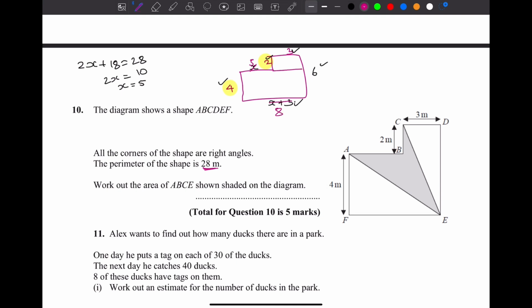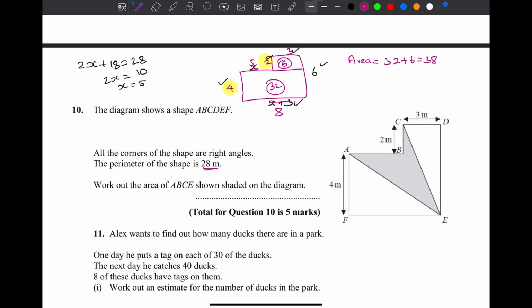We can make a rectangle here, 2 times 3, that makes it 6. 8 times 4, that makes it 32. So the total area of that L shape is 32 add 6, makes it 38 then. Okay, then you have to take out this triangle.